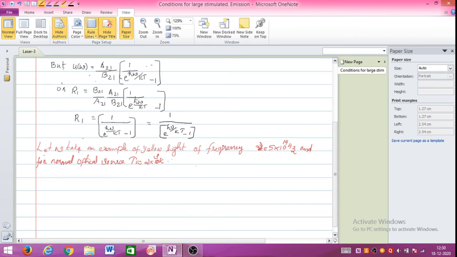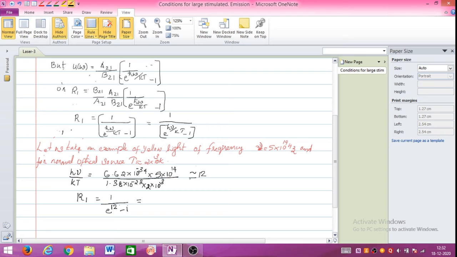So let us take an example of yellow light of frequency nu equals 5 into 10 raised to 14 Hz, and a normal optical source with T nearly equal to 2 into 10 raised to 3 Kelvin. Calculate h nu by kT, that is 6.62 into 10 raised to minus 34 into nu, 5 into 10 raised to 14, by k, that is 1.38 into 10 raised to minus 23, into T, 2 into 10 raised to 3, which is nearly equal to 12.